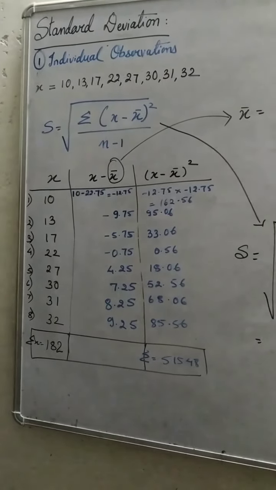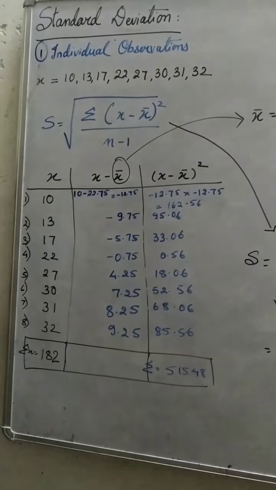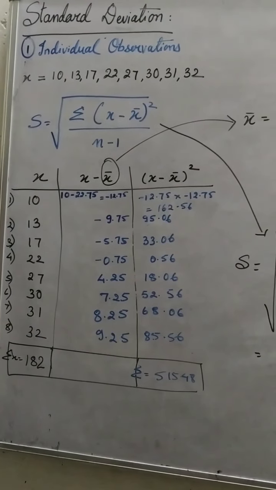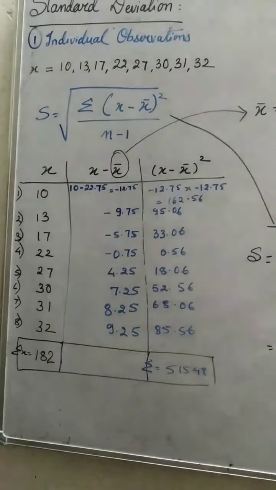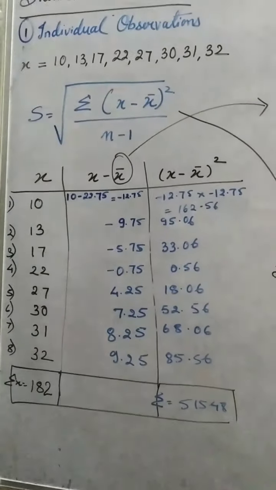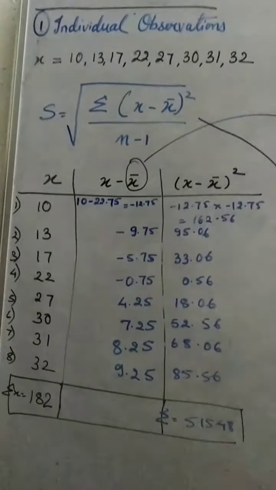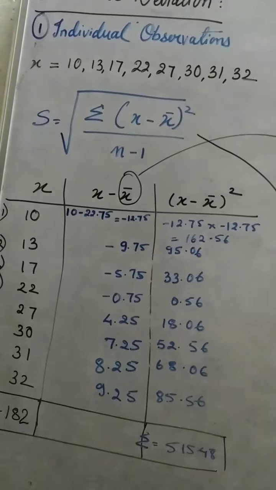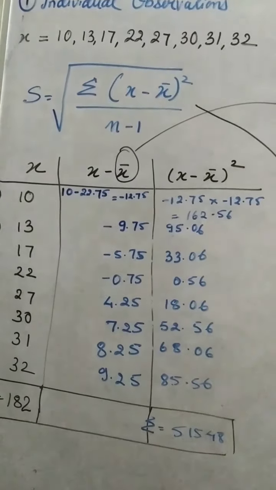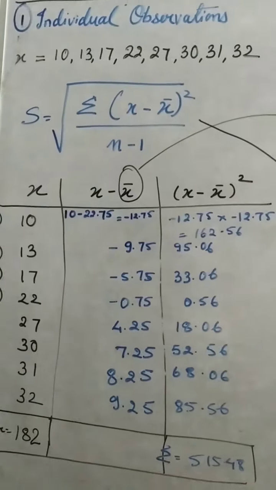We move to the standard deviations. Standard deviation, first variety is individual observation. In individual observation, we have different variables. The example which I have taken has the values 10, 13, 17, 22, 27, 30, 31 and 32.